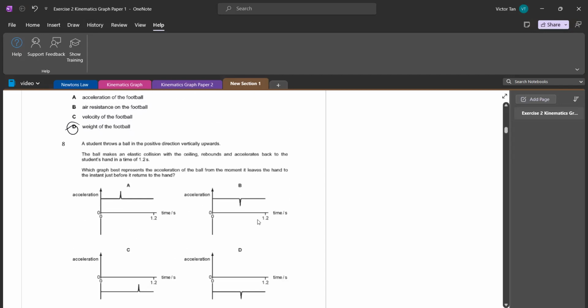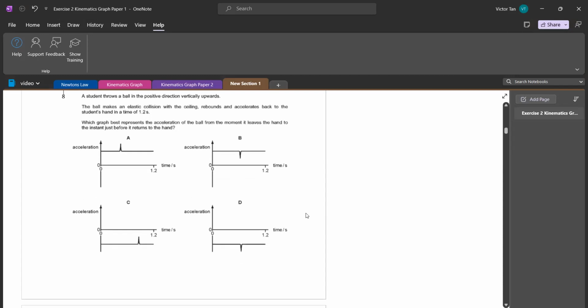A student throws a ball in the positive direction vertically upwards. The ball makes an elastic collision with the ceiling, rebounds, and accelerates back to the student's hand in a time of 1.2 seconds. Which graph best represents the acceleration of the ball from the moment it leaves the hand to the instant just before it returns to the hand? Here, positive direction is upwards, so acceleration of free fall is downwards and is negative. So these two are the possible solutions.